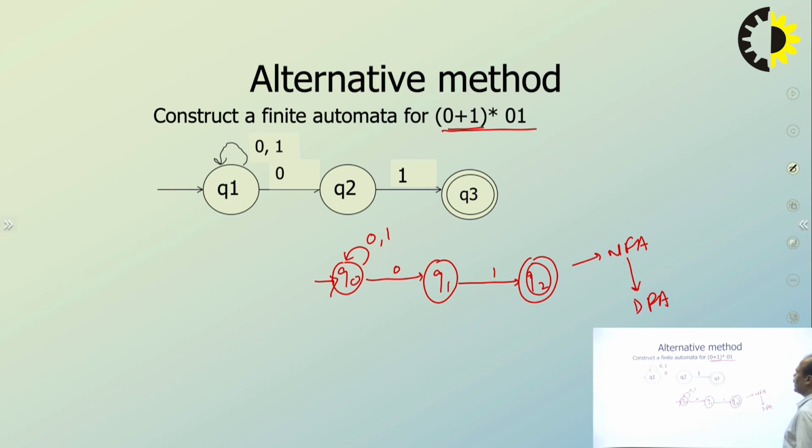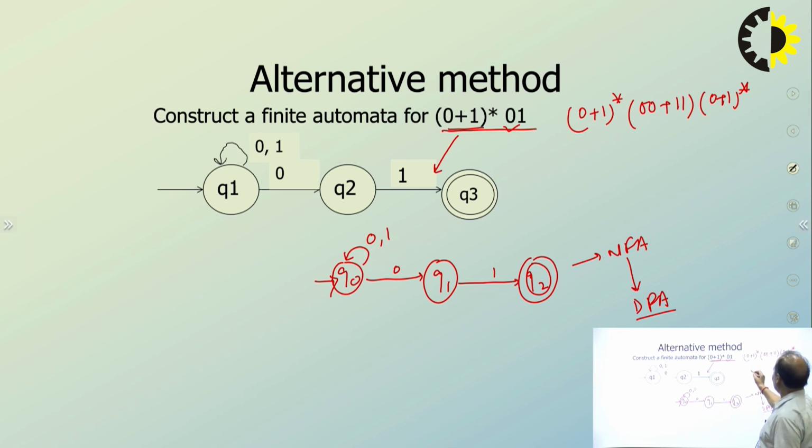If you want to convert into DFA, you have to do the NFA to DFA construction. So if a question asks you to find the DFA, it is better to find the regular expression, draw the NFA, and from that NFA convert into the DFA. So you will get the corresponding DFA, right? This method is more secure, you will not commit mistakes. For example, suppose another question: (0 plus 1) star, then 00 plus 11, and then again (0 plus 1) star, right? What is the corresponding finite automata?